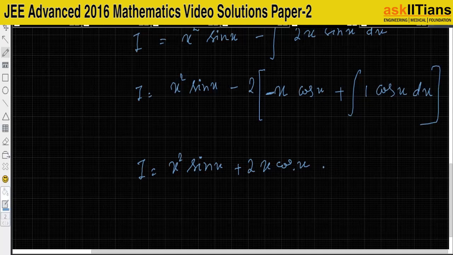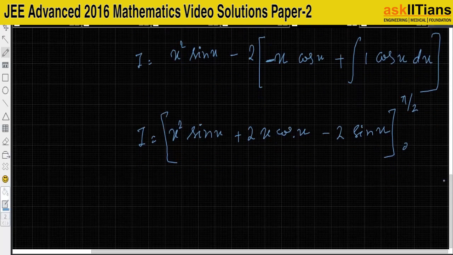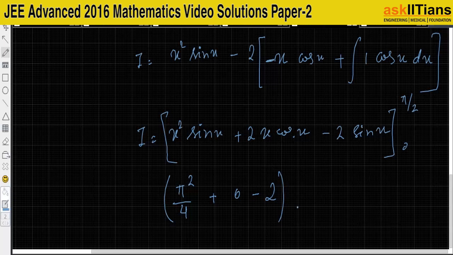So this is I equal to x square sin x plus 2x cos x, and here I'll get minus 2 times integration of cos x, that's sin x, and now I can put the limits, which are pi by 2 and 0. So if I put x equal to pi by 2, I'll get pi square by 4 plus this term will become 0 minus 2 this thing, minus, if I put x equal to 0, I'll get everything as 0. So your final answer will be pi square by 4 minus 2, this will be the value of I.